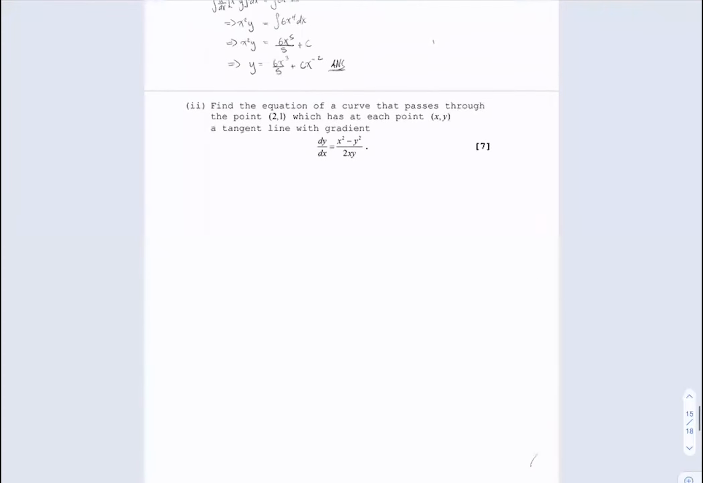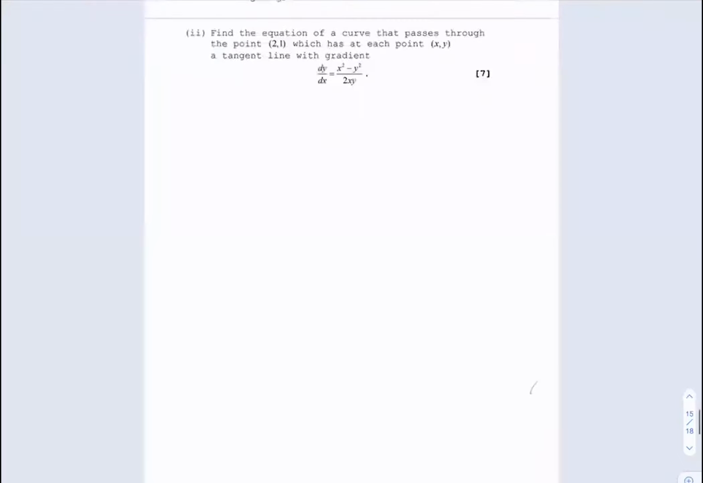So it says find the equation of a curve that passes through the point 2, 1, which has at each point xy the tangent line with gradient dy/dx equals x squared minus y squared divided by 2xy.